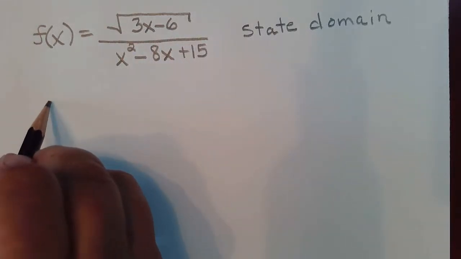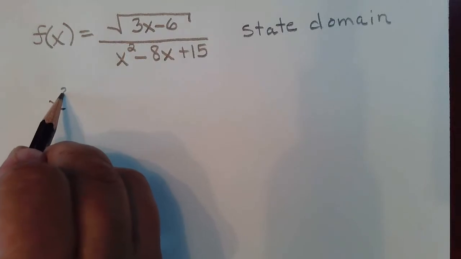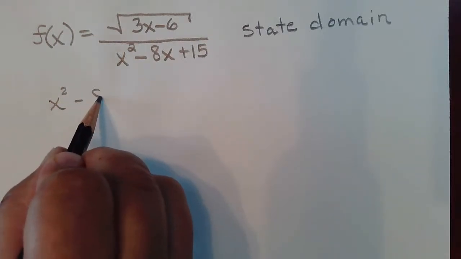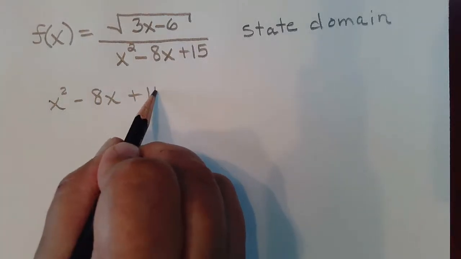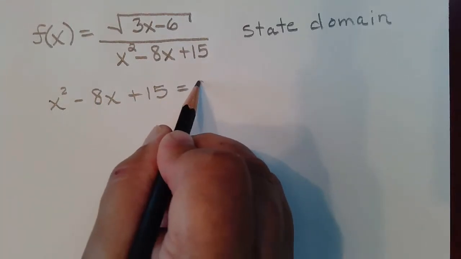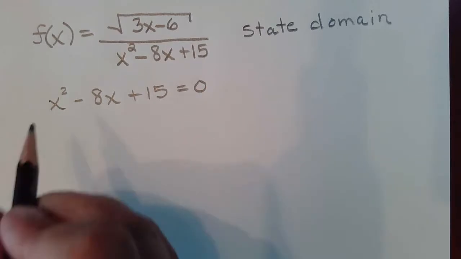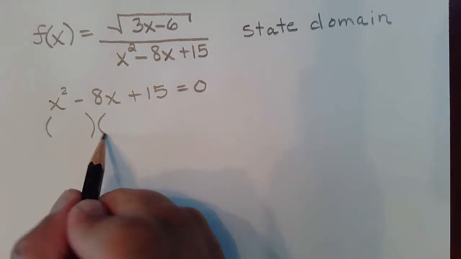Okay, first I'm going to go after the denominator and find out what values, excuse me, are non-allowable. So let's figure out what would make that denominator 0 and then actually find the values by factoring.